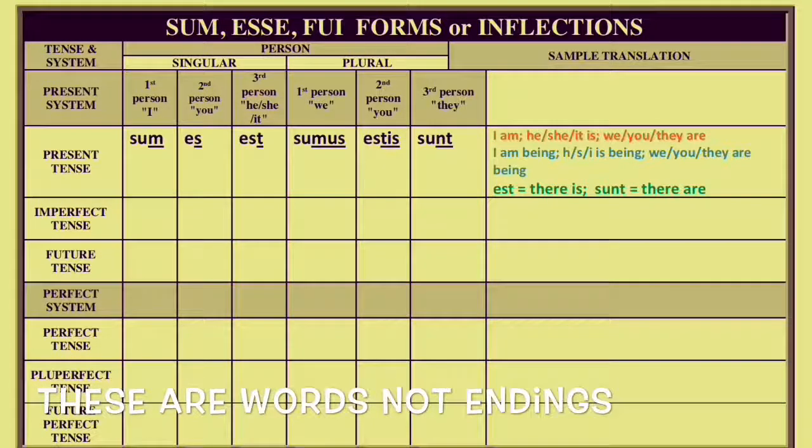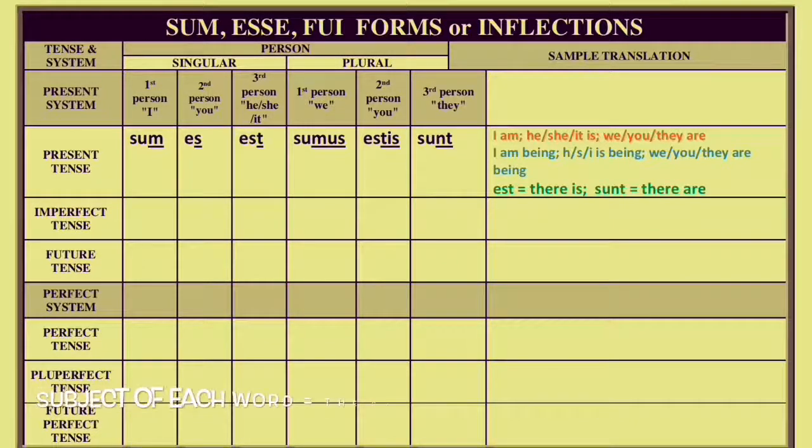So let's review some things that we've learned. First of all, these are words, not endings. We also learn that the subject of each of these words, I, you, he, we, you, and they, is represented by the same endings that we have already learned, M, S, T, MUS, TIS, and NT.